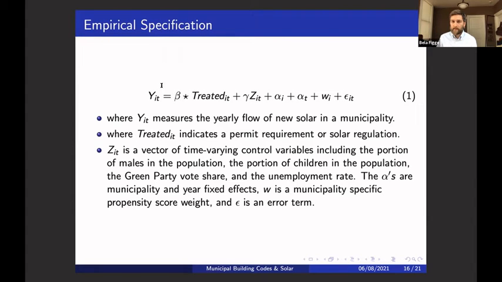So this estimate beta should be understood as the average difference between observed solar installations or the capacity in kilowatt per year in a municipality which has adopted a given solar policy, and a counterfactual estimate of the solar installations the municipality would have seen if they had not adopted the policy.